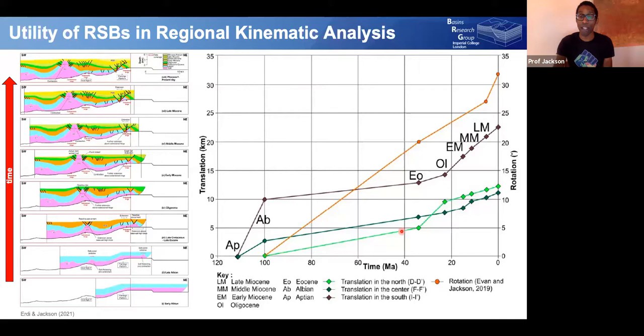But then we had variable acceleration of translation, presumably due to along-strike variations in the timing of uplift of the African margin, but also perhaps along-strike changes in the thickness of the primary salt, which meant that the system reacted differently to that base salt tilting driven by continental uplift, as we see in here.